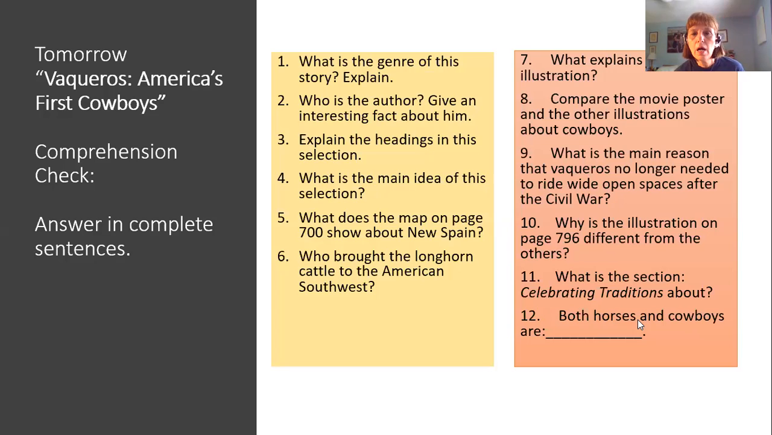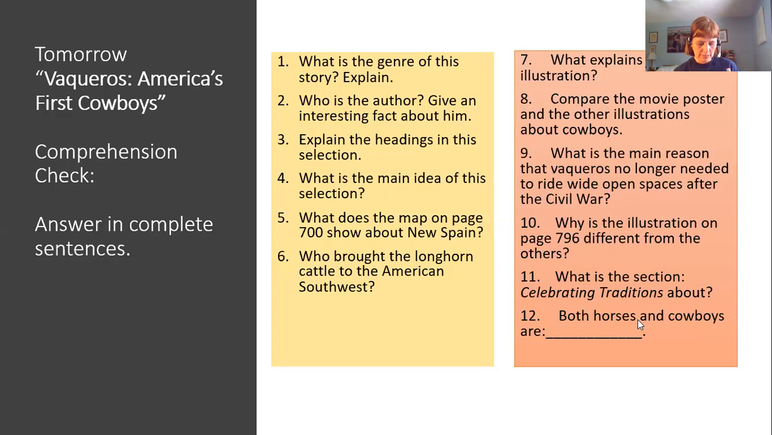What explains the illustrations? Well, captions do. They tell us more about the illustration. The movie poster, it's like Hollywood. It's not realistic. No one rides a horse with a bow tie and is so clean. What is the main reason the vaqueros no longer are needed? The invention of the barbed wire. That controlled the areas, so they were not needed as much.